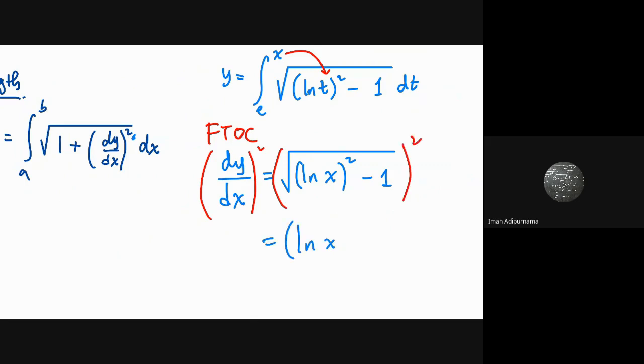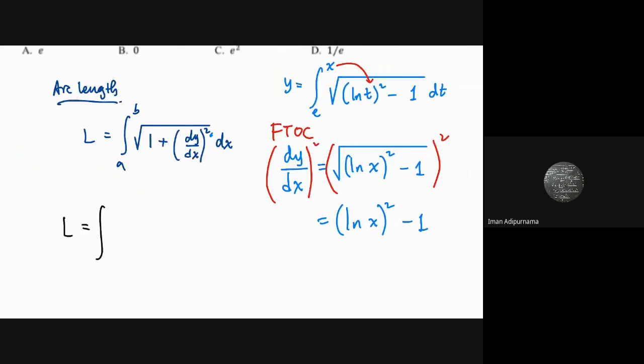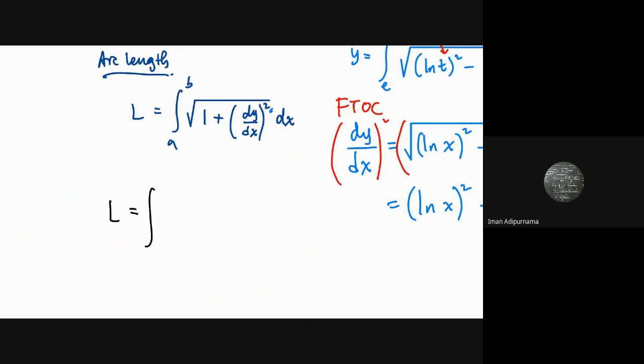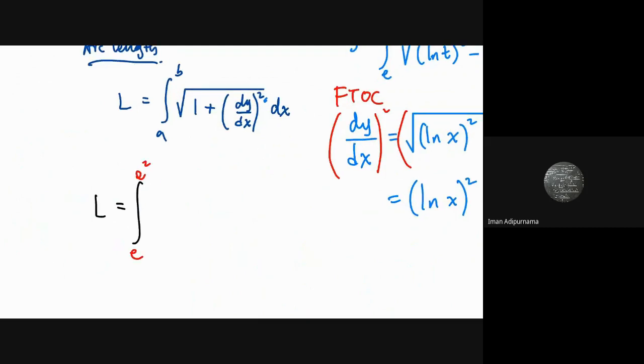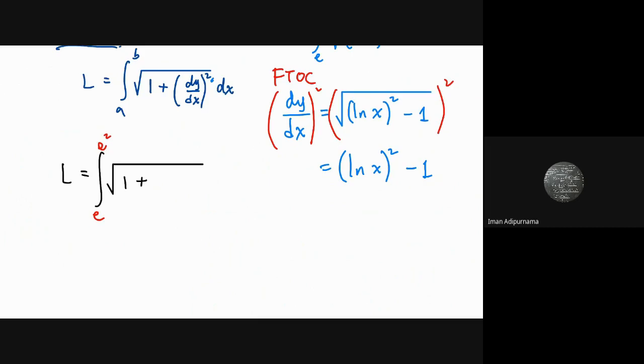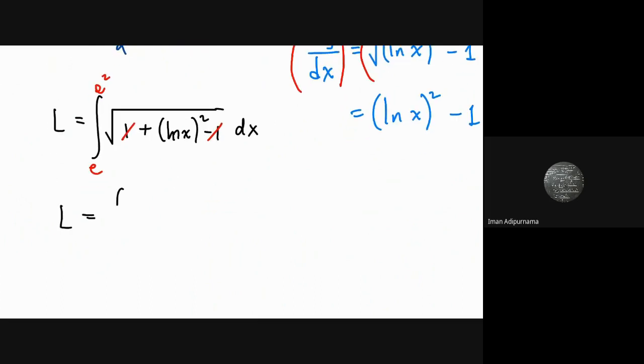Then we have L, and we are going to evaluate x from e to e squared. This is 1 plus (ln x) squared minus 1, and then dx. You see that the 1 is cancelled, and our L will be the integral of the square root of (ln x) squared, the square root is removed, and this will be ln x dx.